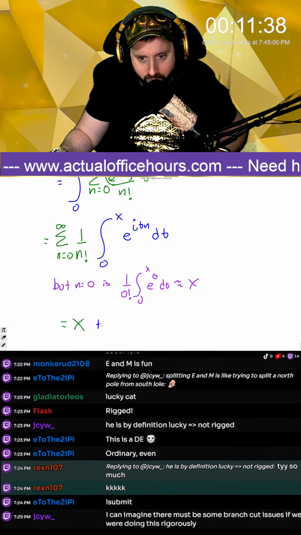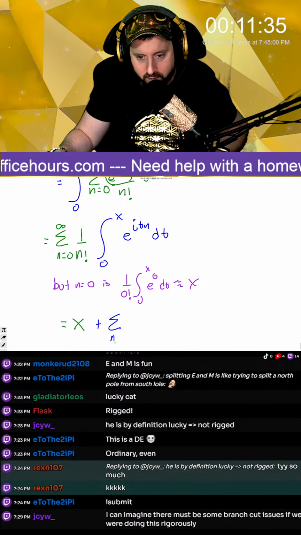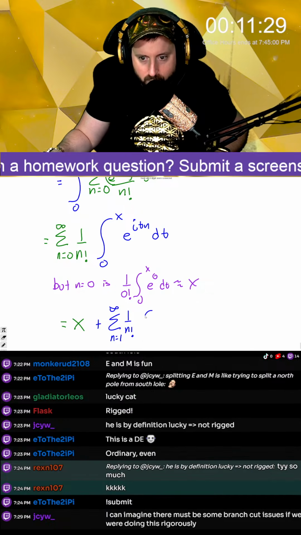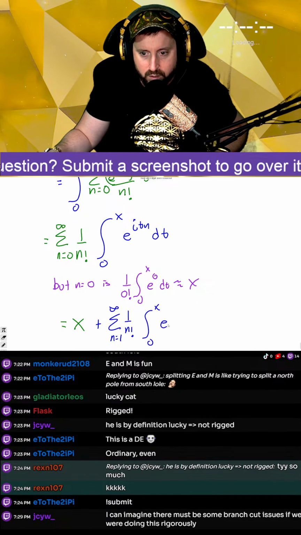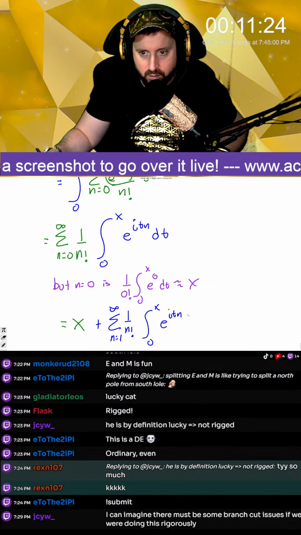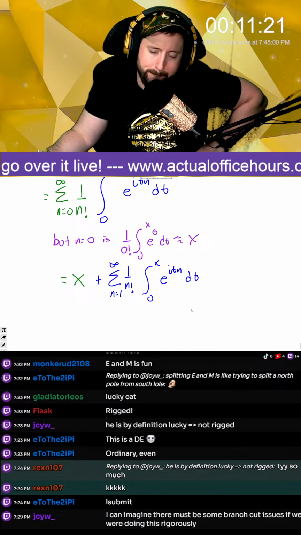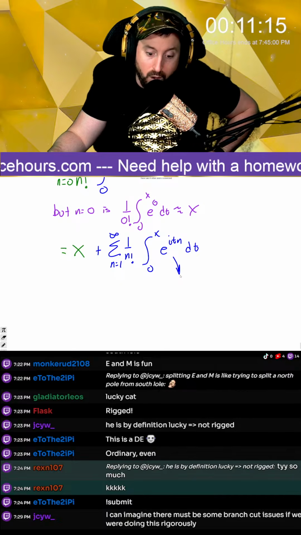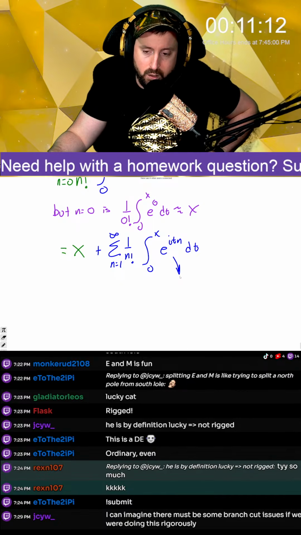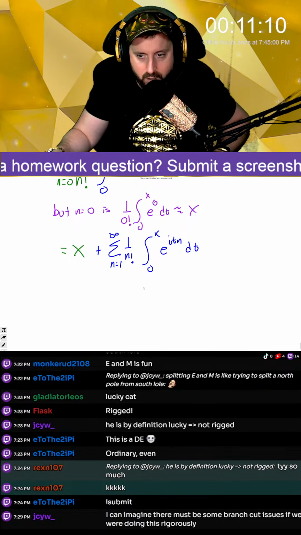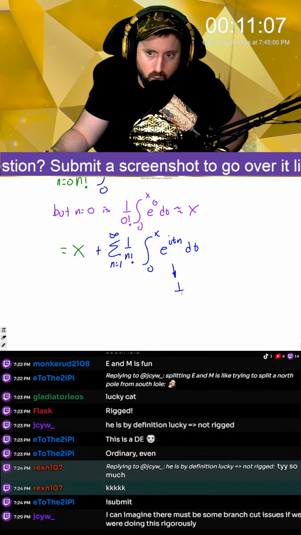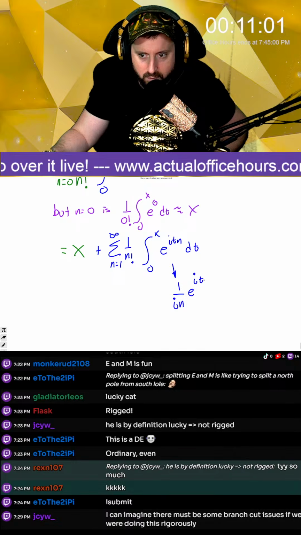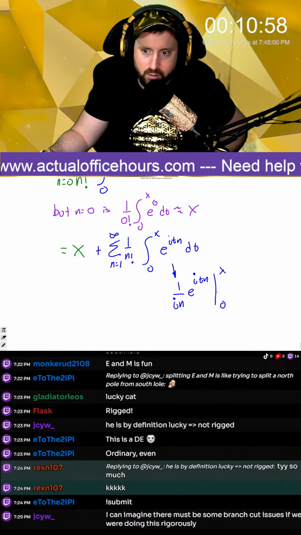But now we have plus the summation from n equals 1 to infinity of 1 over n factorial times the integral from 0 to x of the integrand dt. Here we can just evaluate that integral. So this is just 1 over in times e to the itn, evaluated from 0 to x.